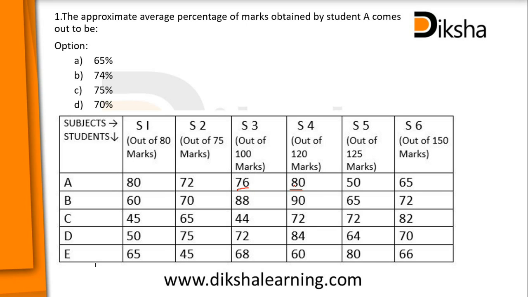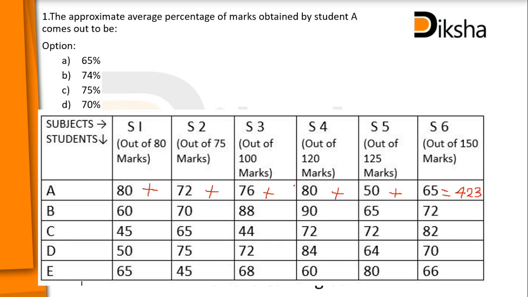So what we will do is add the different marks of student A in subjects S1 to S6, that is 80, 72, 76, 80, 50, 65. We are not converting from percentage to marks. The reason is that in the question they have asked for the approximate average percentage, not the approximate average marks. So when adding the individual marks of A, we get 423.